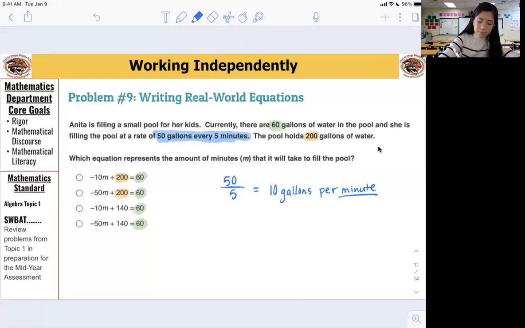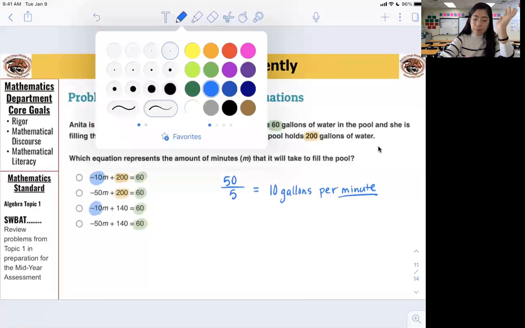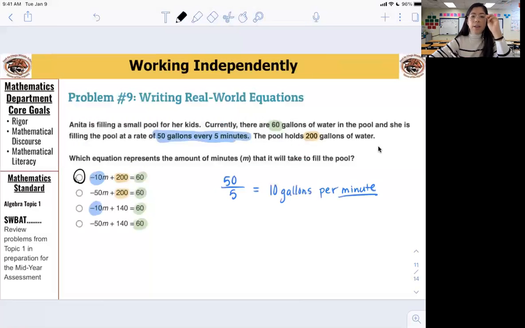Why is it negative 10? Let's talk about that in a second. But so far, which one is the only answer choice that has everything matching? A. So that's where I would be like, okay, I think A is the answer, but now let's actually see what these numbers mean.